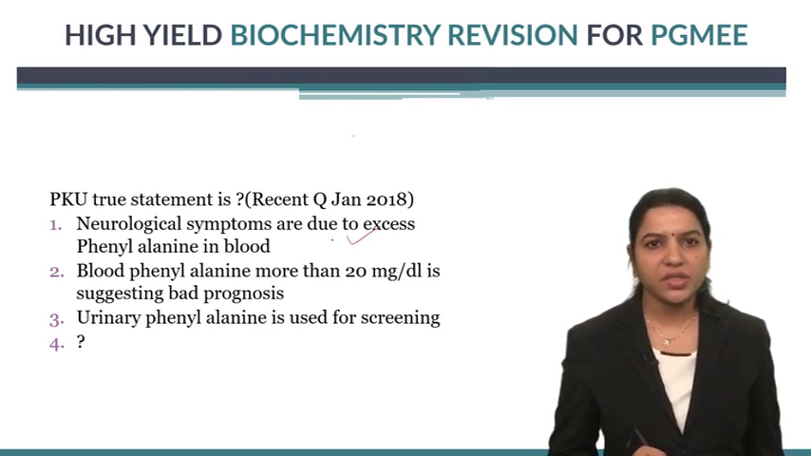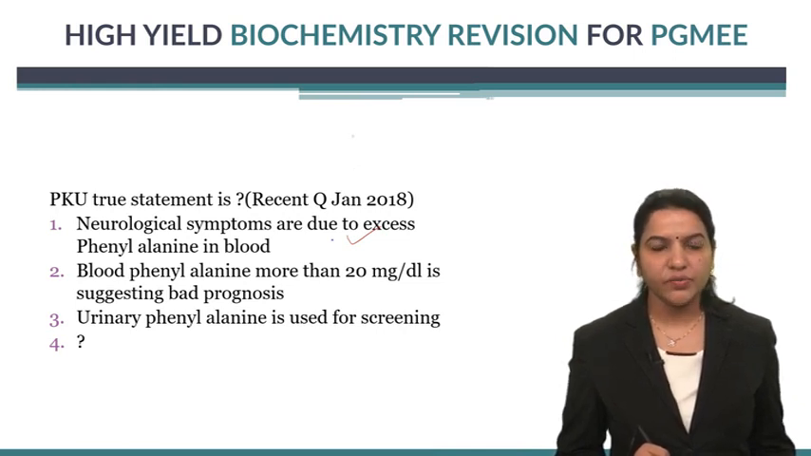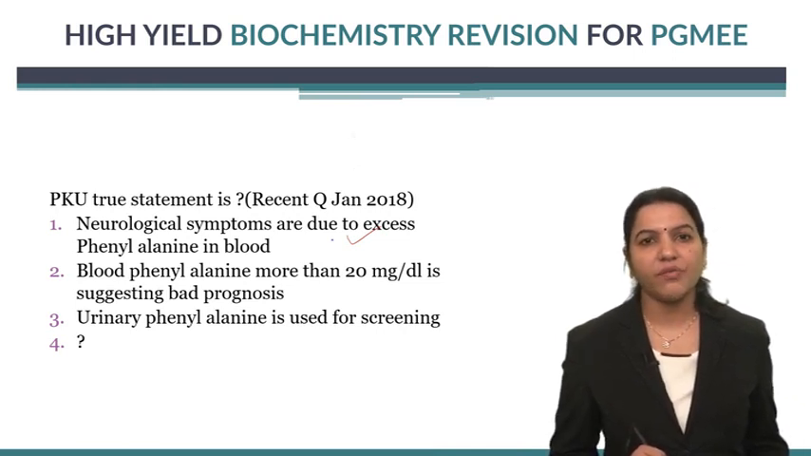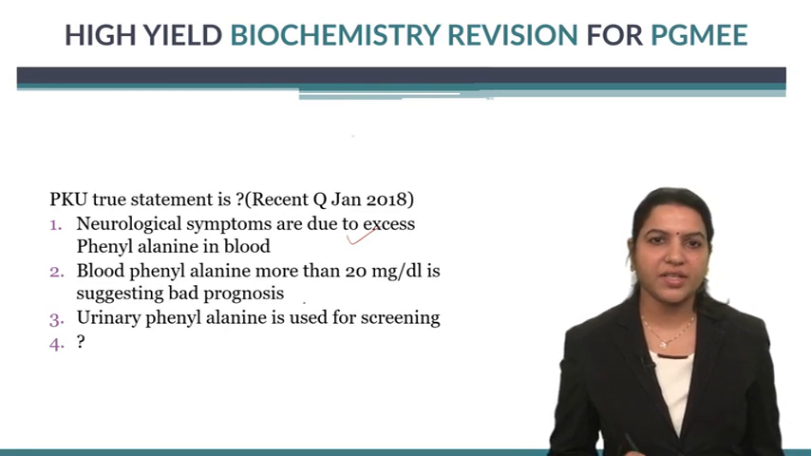But here the question is about neurological symptoms, and in the option it says neurological symptoms are due to excess phenylalanine in the blood. It is not directly due to excess phenylalanine in the blood, but the excess phenylalanine inhibits the entry of bulky amino acids into the brain, and that is causing the neurological symptoms. So we cannot take that as the answer.